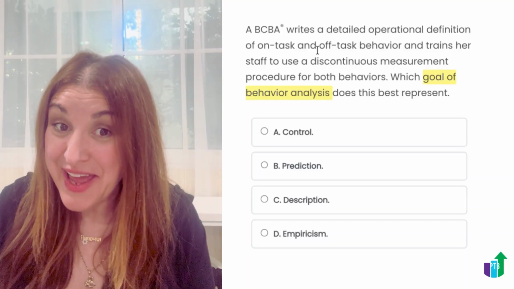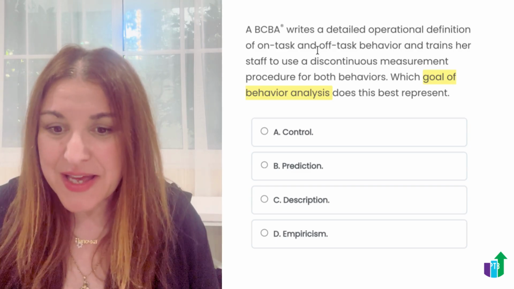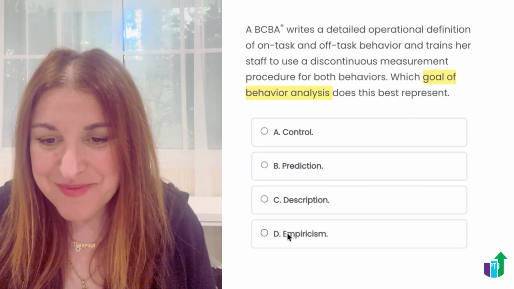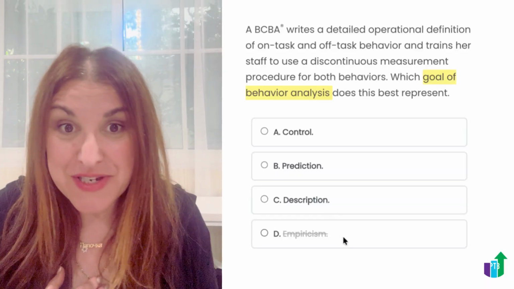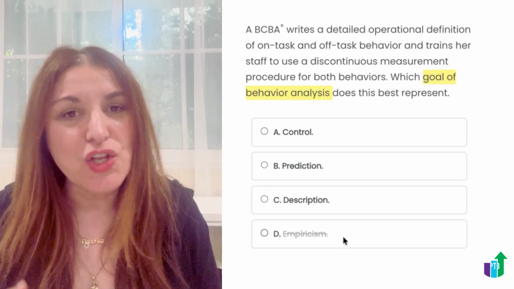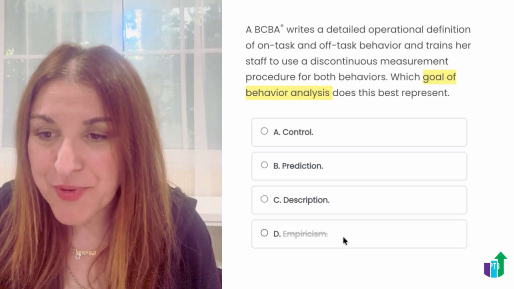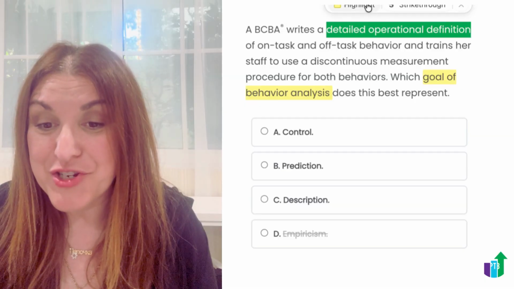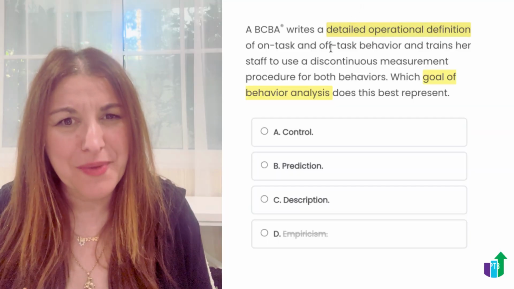Now, I see an answer option here that is not one of those three things, so I'm going to get rid of it. Empiricism is not part of it. Goodbye, empiricism. Now, I did give myself better chances, right? Because I've narrowed down my answer options, but I still need some more information. So I'm going to go back in and look for some other keywords. And immediately what I see is detailed operational definition, and I see discontinuous measurement. All right. And now that I know that, I'm going to go through my answer options.